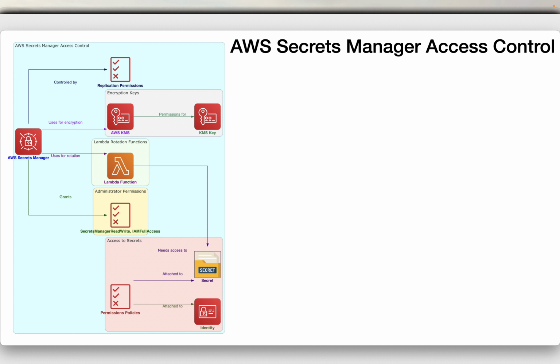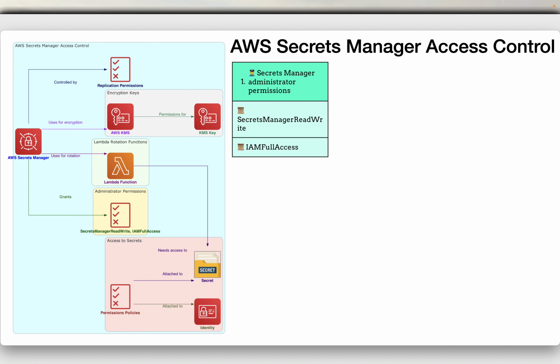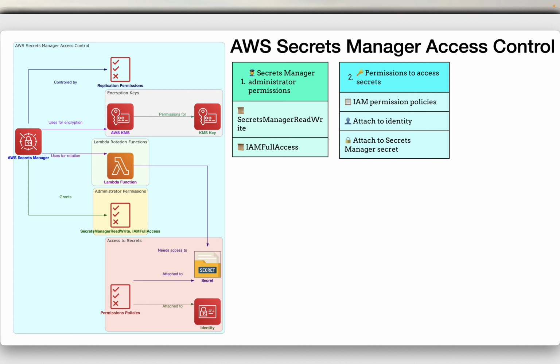AWS Secrets Manager access control. So let's see some of the workflow involved. First is Secrets Manager administrator permissions. To grant Secrets Manager administrator permissions, you add and remove IAM identity permissions and attach the following policies. There are two policies: you have SecretsManagerReadWrite and IAMFullAccess. Both of them are for administrators.